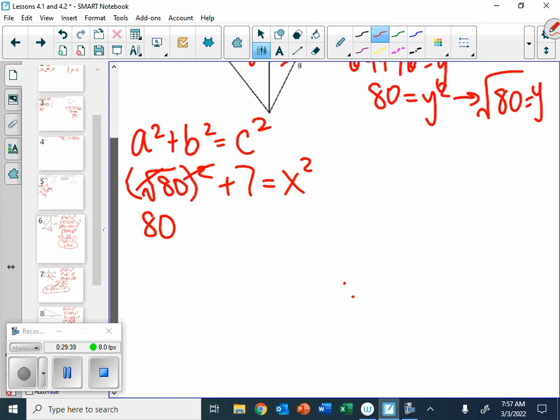Yeah, Molly. Open a parenthesis. Oh, you didn't square it. So square root of 80. Square that. Oh. Just hit that square.